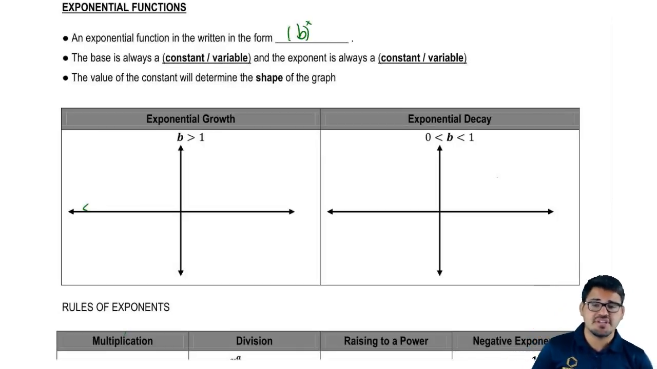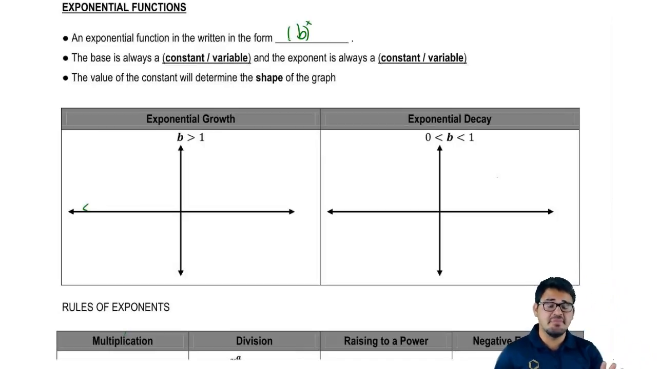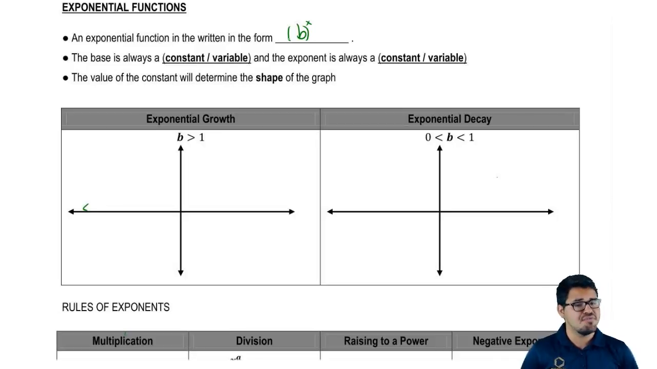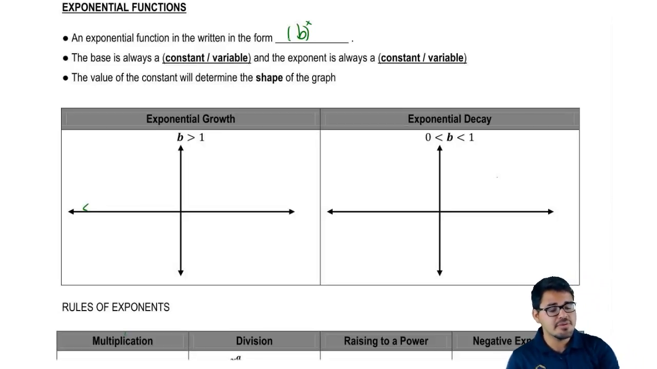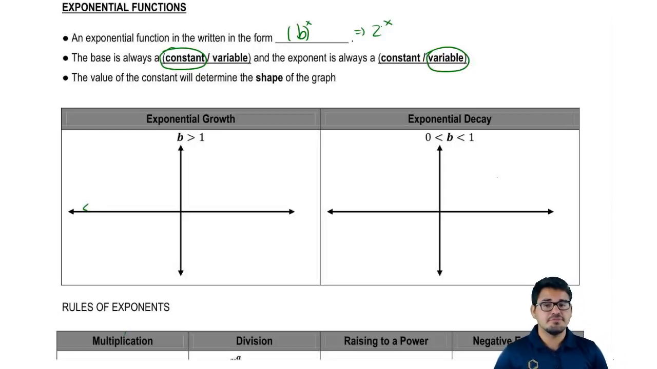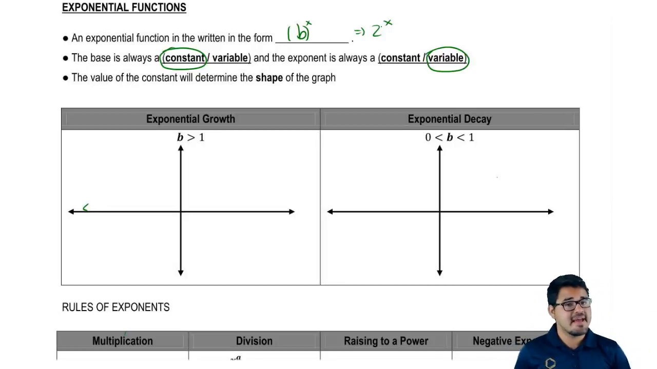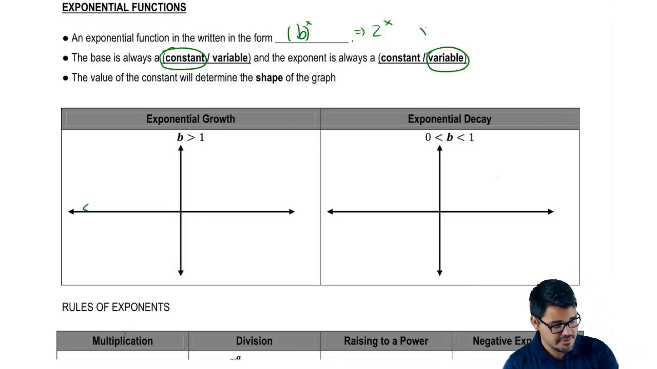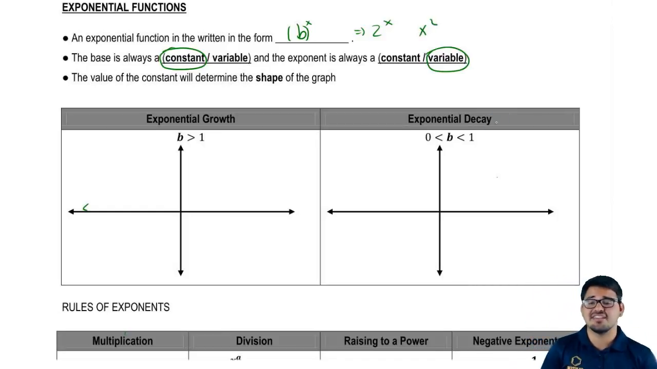So let's talk about what is b and what is x, right? So the base of the exponential function, which in this case is the b, is always a constant. And the exponent is always going to be a variable. A common example is going to be 2 to the x, which is our classic exponential function example that we usually talk about, and the straight opposite of that is going to be x squared.